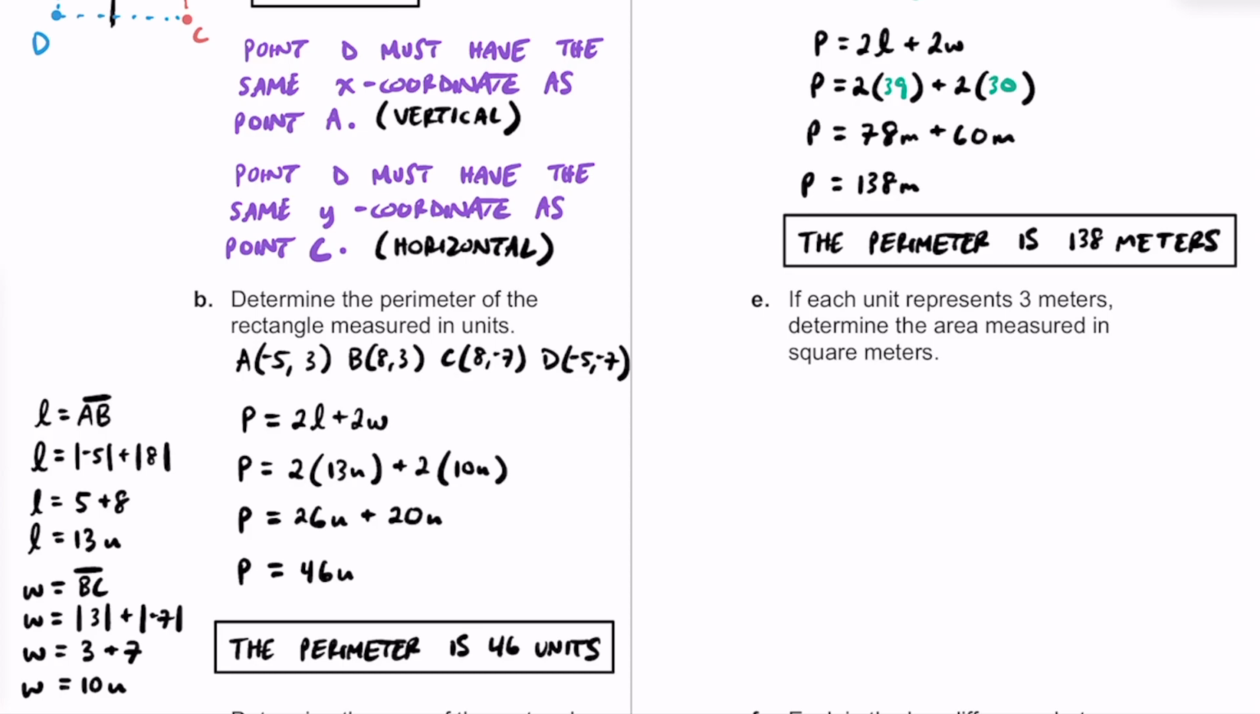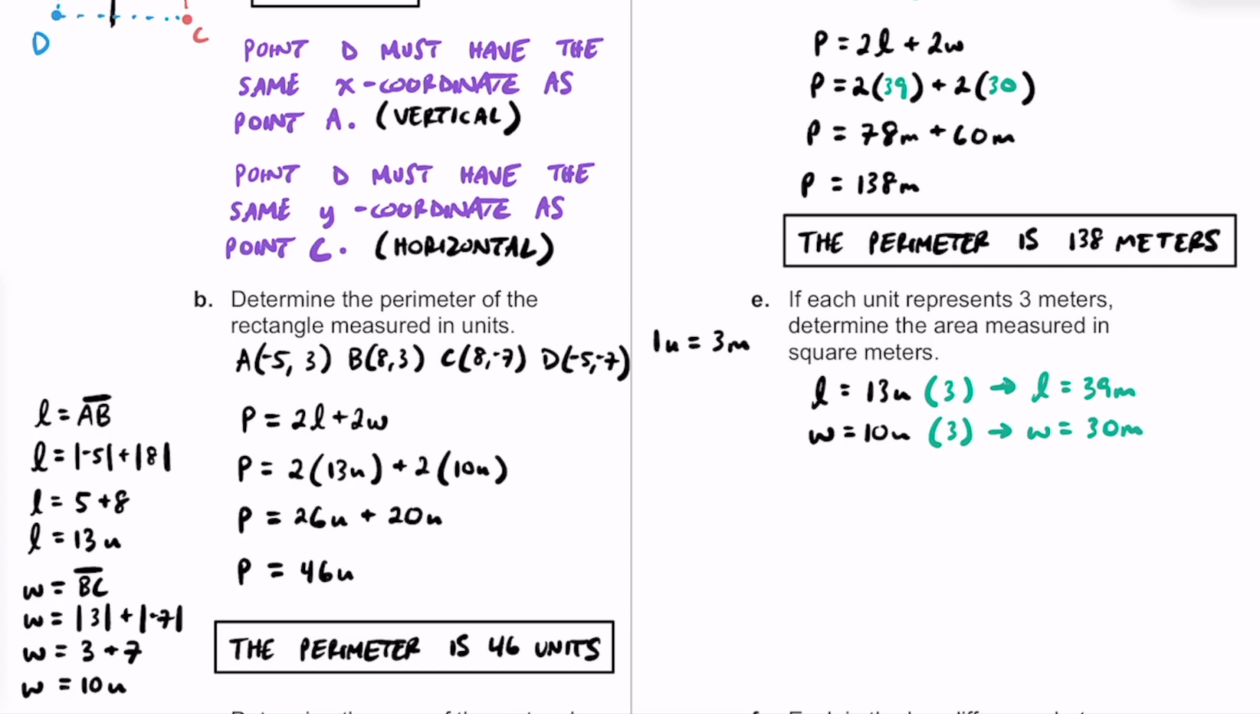For part E, we're being told that each unit represents 3 meters again. We're going to go ahead and determine the area measured in square meters. So we're using the same conversion here that 1 unit is equal to 3 meters. So we have to be very, very clear about what's going on here, that the length was going to be 13 units. That was just in units. And the width we said was 10 units. And we just said that if we're converting these over, we're multiplying this by 3 and multiplying this by 3, that the new length here, like we said earlier, was going to be 39 meters. And then the new width here, or the width measured in meters, is going to be 30 meters.